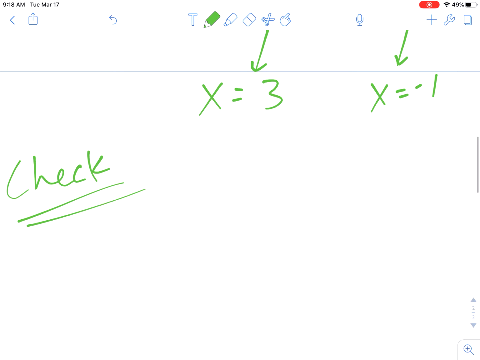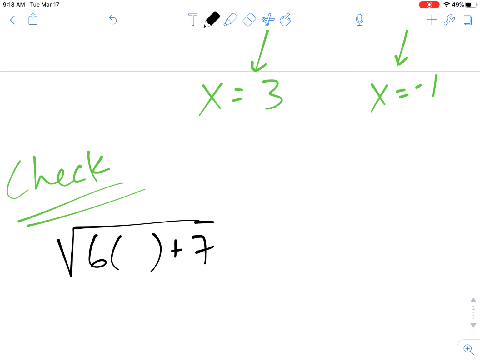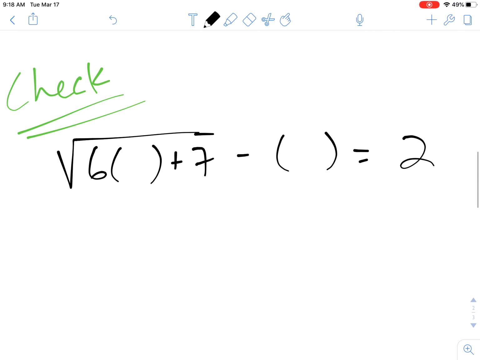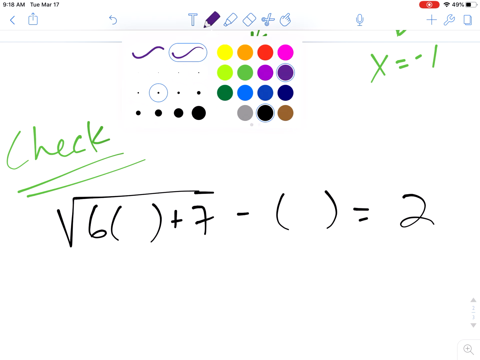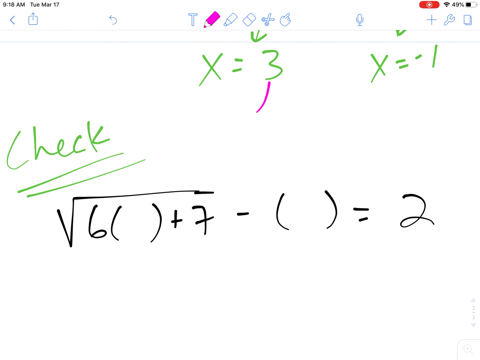But again, this is one of the rare times that I have to check my answer. So I always just go back to the original problem and put parentheses where the x's were. And then my possible solutions were 3 and negative 1. So I'll check the 3 first. And again, maybe do it in your head or on a calculator, but you don't have to show the work. You got to check to make sure it works, though.